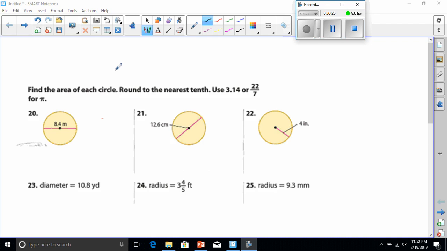Remember, our formula for the area of a circle is pi r squared. So I have to find the radius and square it. We know that the radius only goes from the center of the circle to the outer edge. Since the diameter goes all the way across, we have to find half of the diameter. So we're going to take 12.6 and divide that by 2, and that will give us the radius. Well, 12.6 divided by 2 is going to give us 6.3.